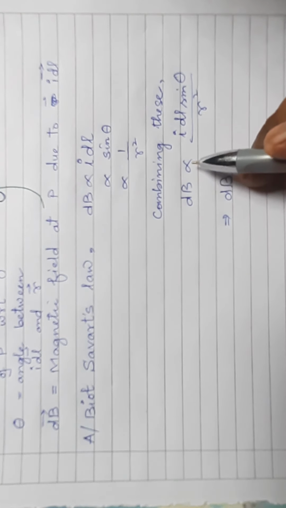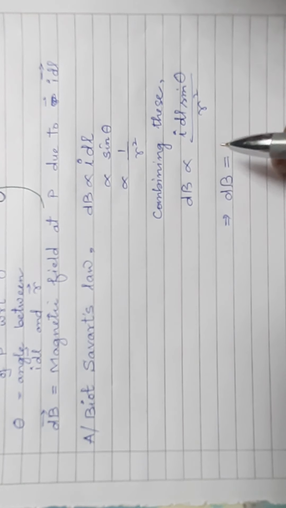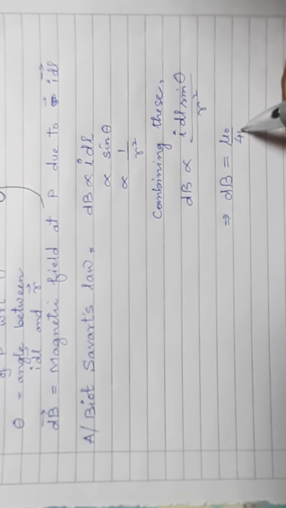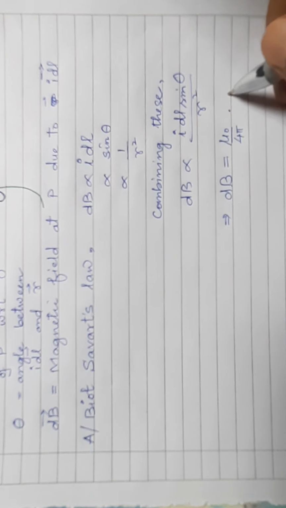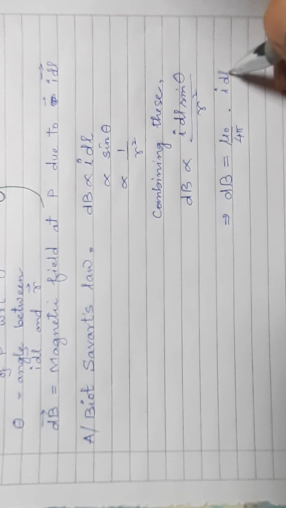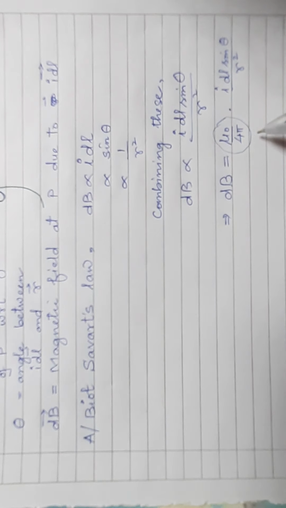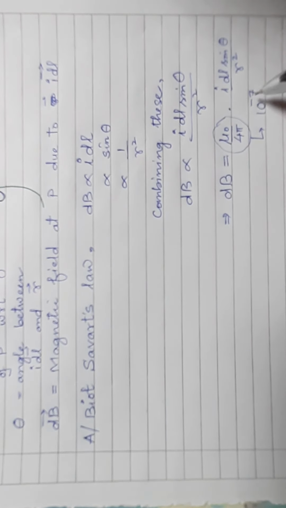In place of proportional, if you put equal to, then you have to put a constant. Here the constant is mu naught by 4 pi. In SI, in vacuum, the constant is mu naught by 4 pi, then Idl sine theta by r square. The value of this is experimentally found to be 10 to the power minus 7.